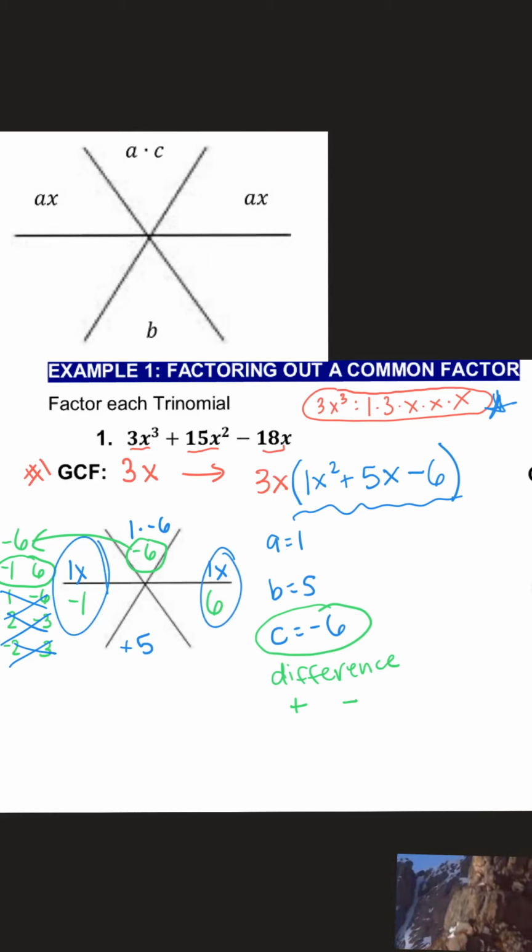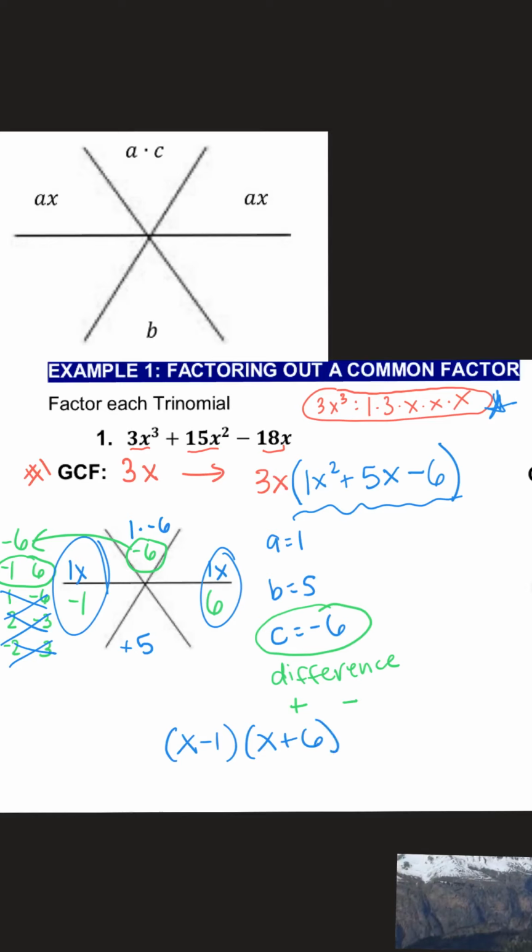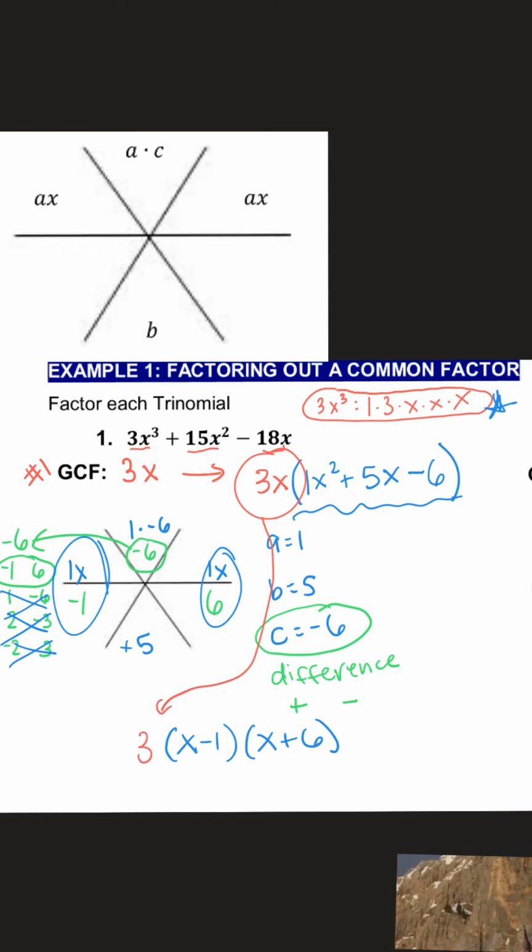Now, how do I write my answer? Well, I'm going to write it as x minus 1, or 1x minus 1 is fine, and then x plus 6. Now, that is not fully complete because I cannot forget my GCF. My GCF was 3x. I'm going to come back down here, and I'm going to write that in front, and all together there is my answer.